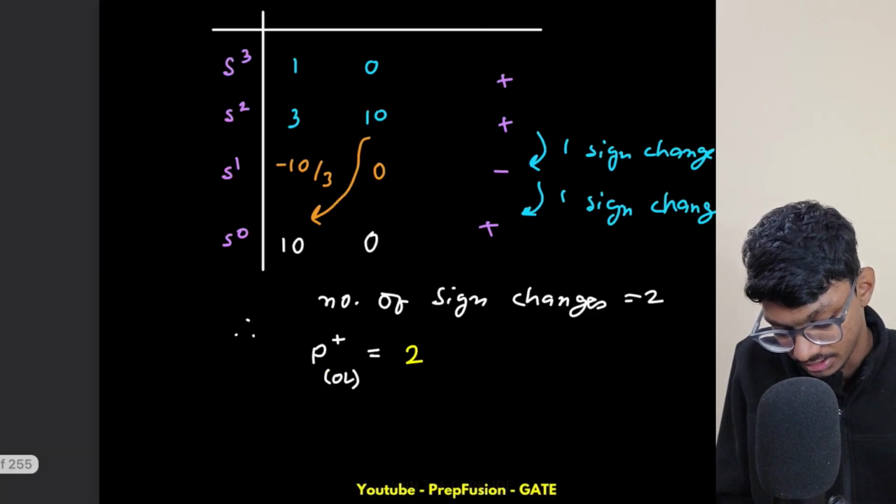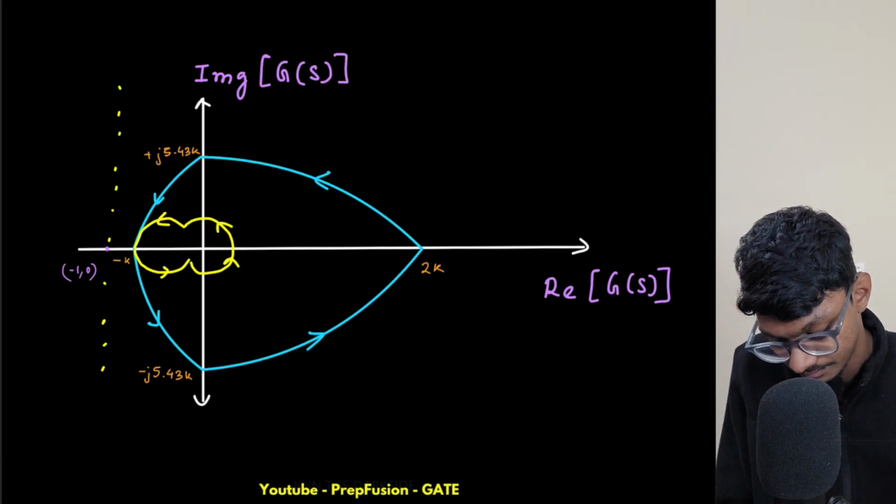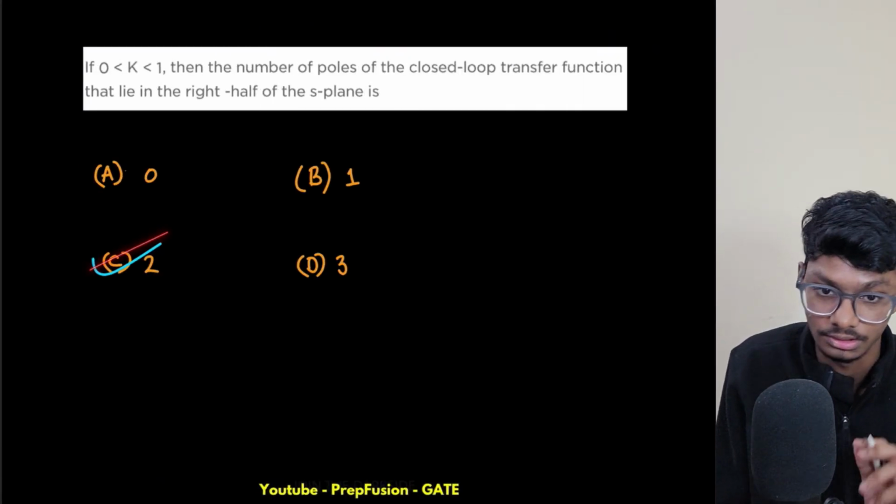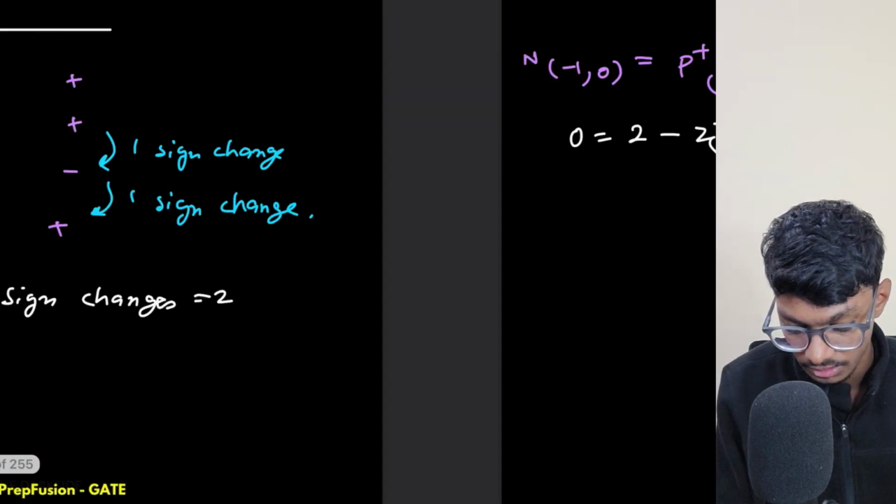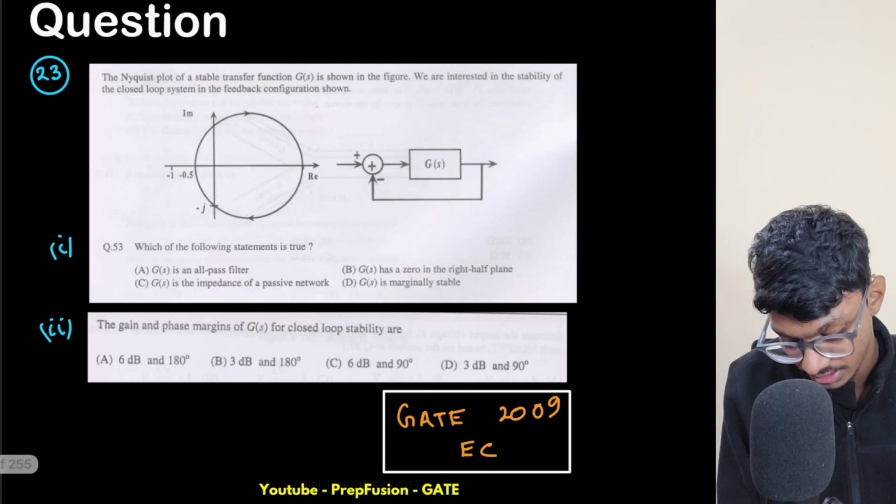So from here we can check, right? Answer will be 2. Okay, simple. So this was basically it for this question. Now let's solve the next question. So what is the next question telling us?